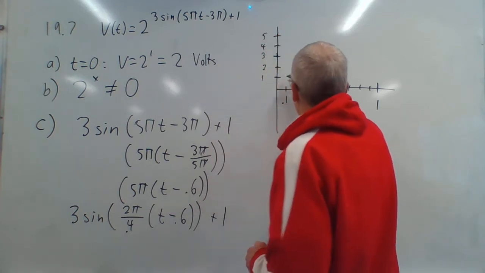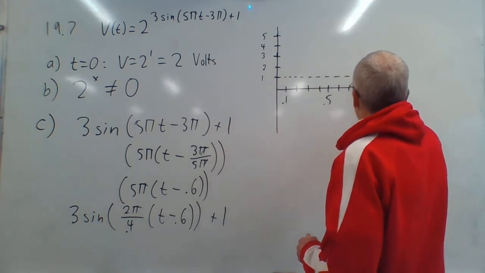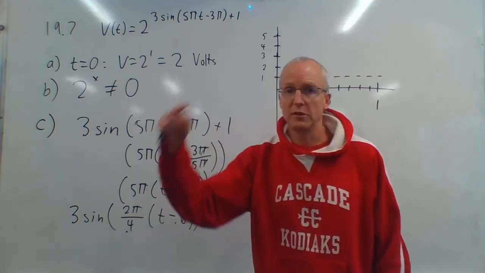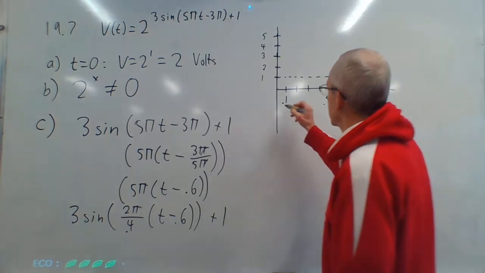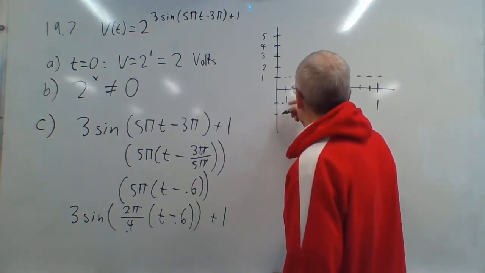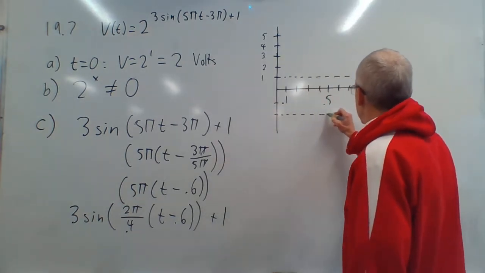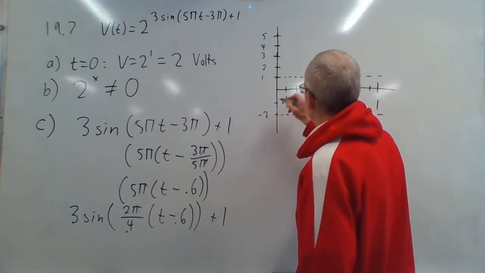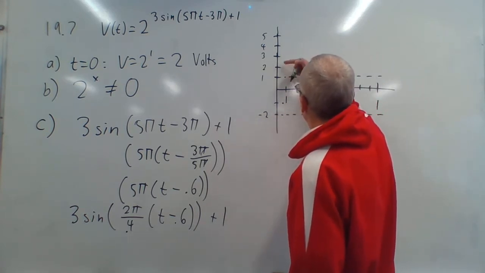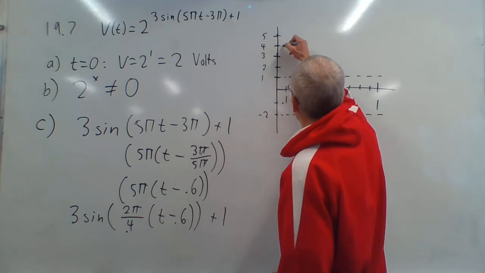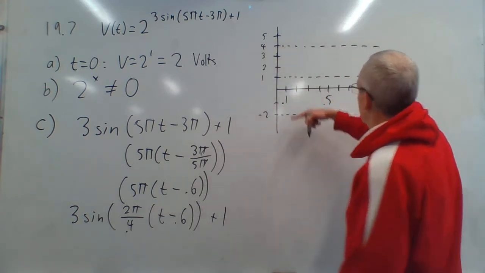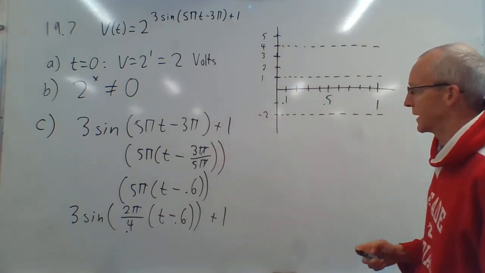Okay, so we want the average is 1. The amplitude is 3, so it goes down 3 and up 3. So that means it goes all the way down to -2, right? And up to 4. So our thing can go up and down between there.